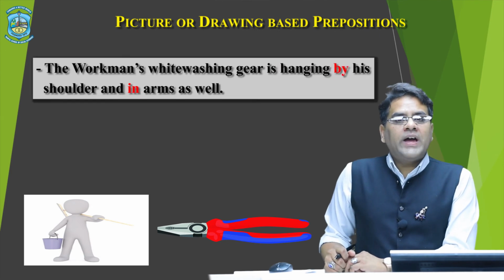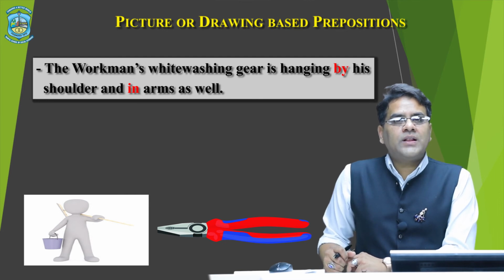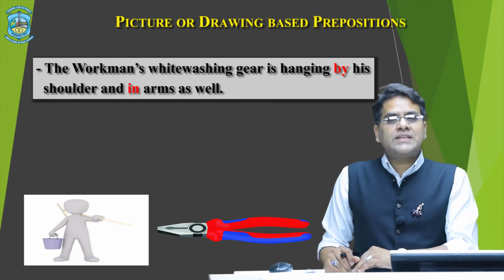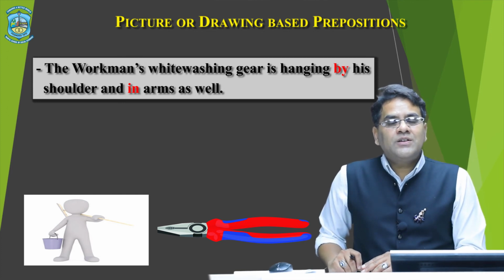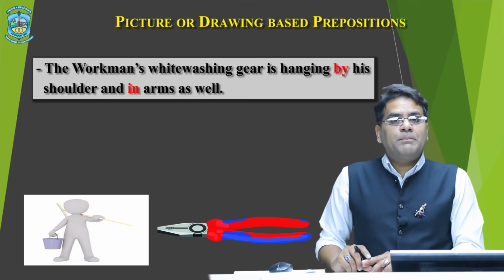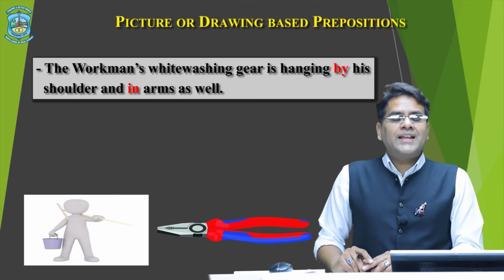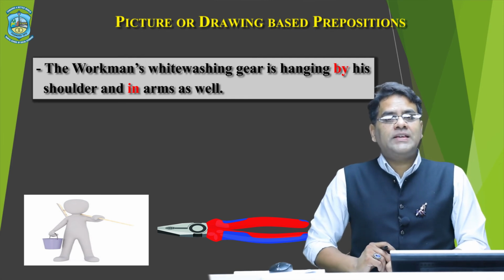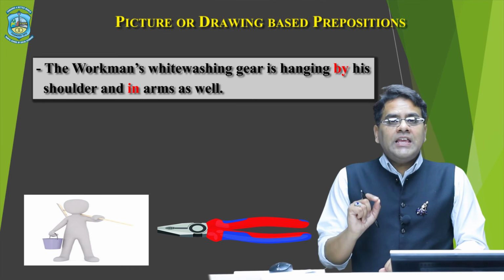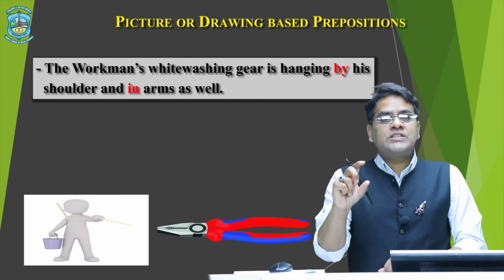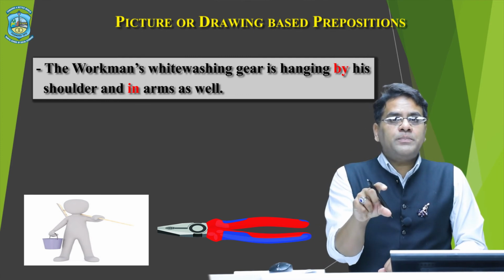The workman's whitewashing gear is hanging by his shoulder and in arms as well. Can you figure out or trace out how many prepositions I have used in this statement? That, of course, I think you must have. I have chosen two prepositions, by and in. And always remember, whenever you go for a picture or drawing-based prepositional statement, each statement that you want to meaningfully imply must attach or relate with the picture.